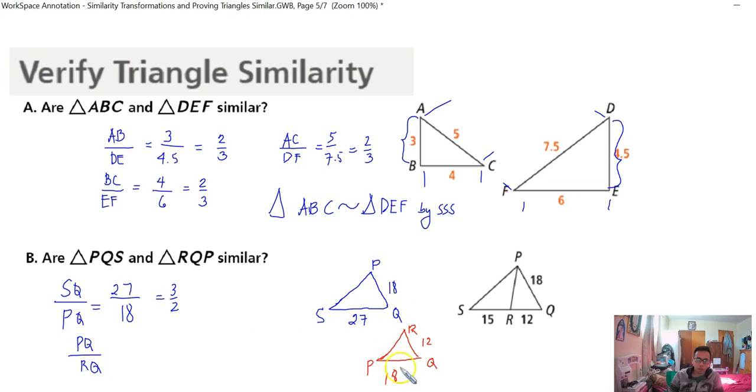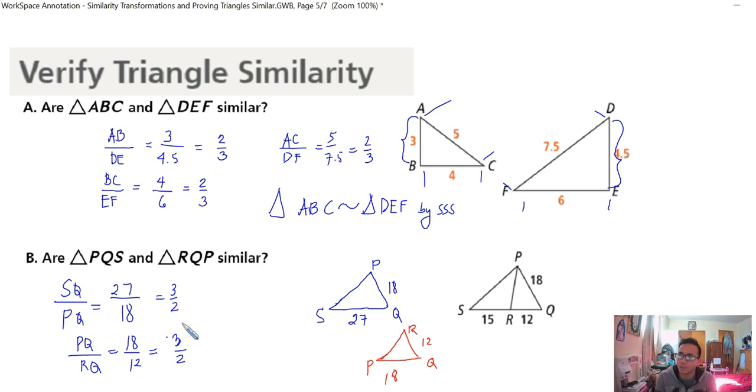So PQ and RQ, which is PQ is 18, and then this is 12, which is also 3 over 2. So therefore, the common ratio here is 3 over 2. I'll just erase. That's not negative, guys. So it's 3 over 2.